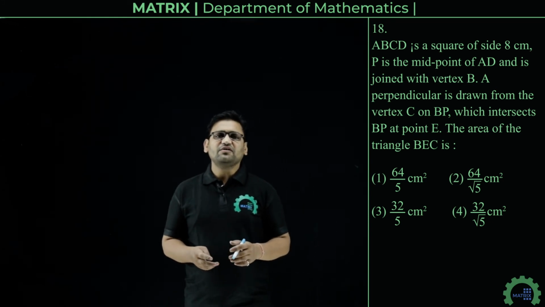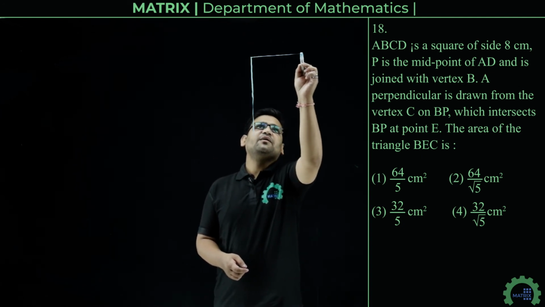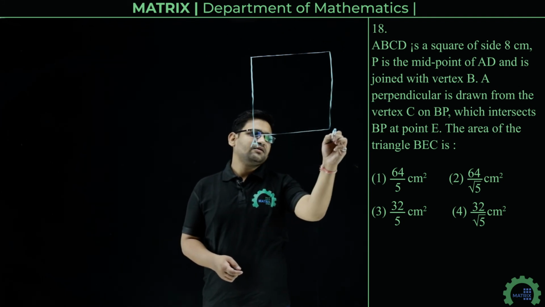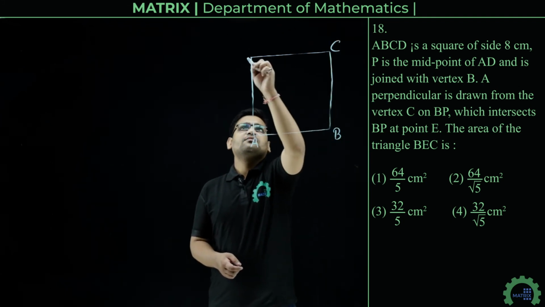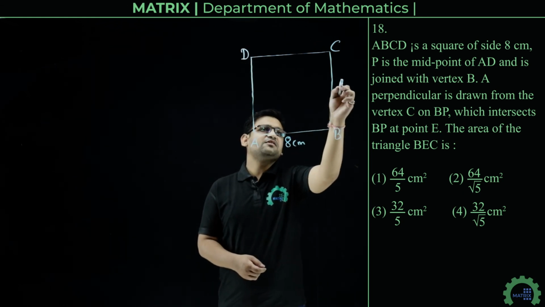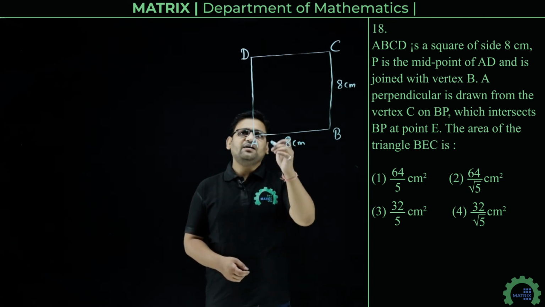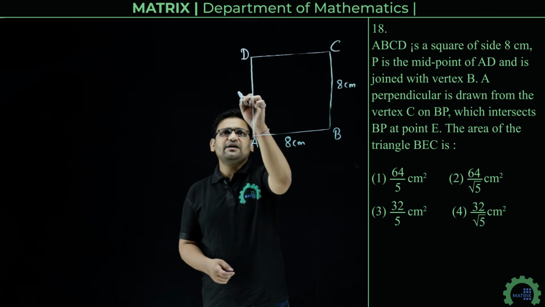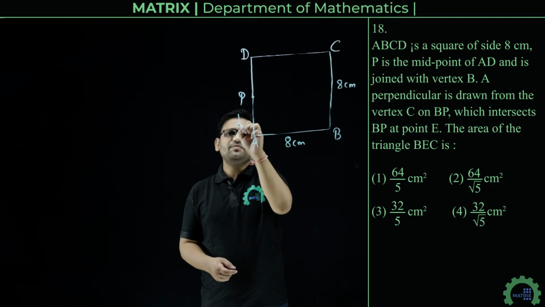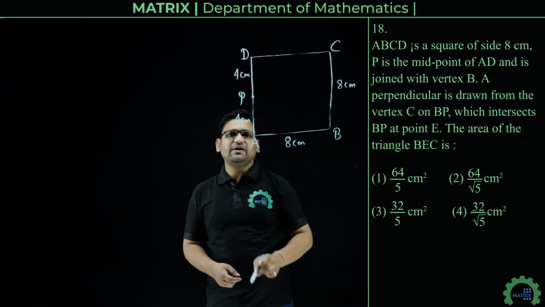So first of all we will draw the figure here. Let's say this is square ABCD of side 8 cm. So length AB is 8 cm. Similarly length BC is 8 cm. All lengths are 8 cm, and a point P is there in the mid of AD. That is, P is the midpoint of AD. So the distance AP is 4 cm and the distance DP is again 4 cm.